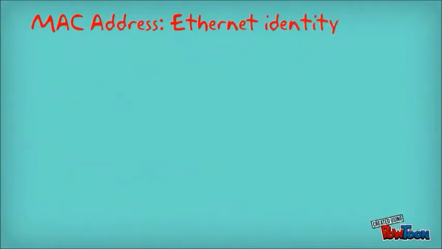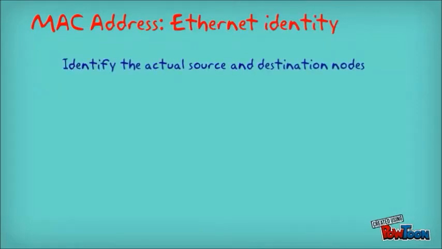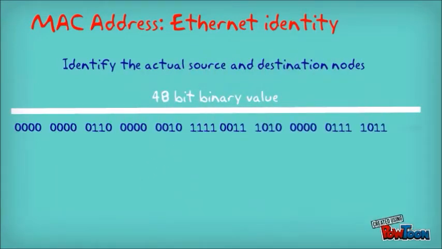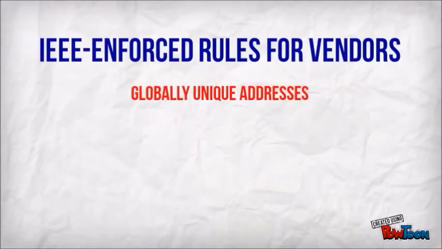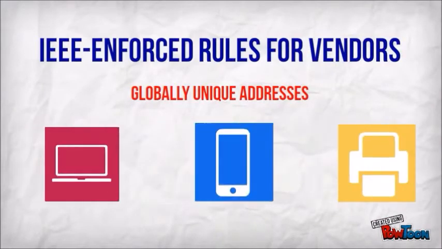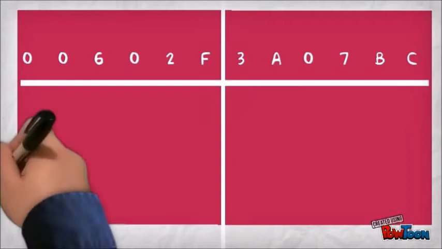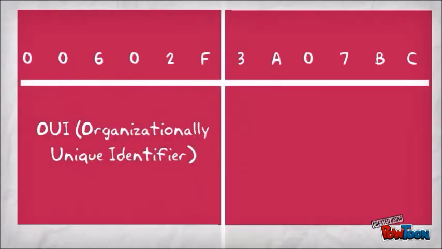MAC address, Ethernet identity. The MAC address was created to identify the actual source and destination nodes within an Ethernet network. This is a 48-bit binary value expressed as 12 hexadecimal digits. It is the result of IEEE enforced rules for vendors to ensure globally unique addresses for each Ethernet device. There are two principal rules for the vendors. First, they must use the vendor's assigned OUI, organizationally unique identifier, as the first 3 bytes. Second, all MAC addresses with the same OUI must be assigned a unique value in the last 3 bytes.